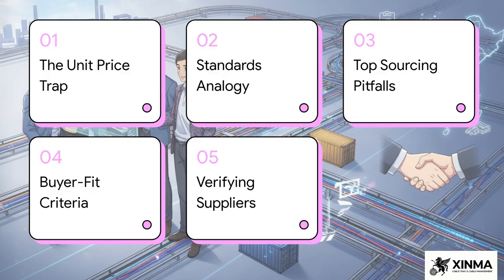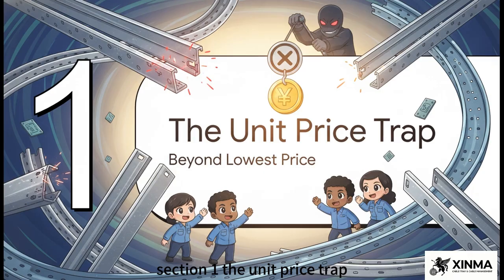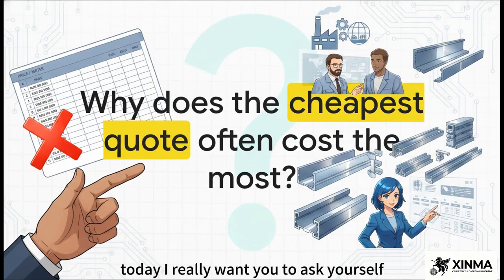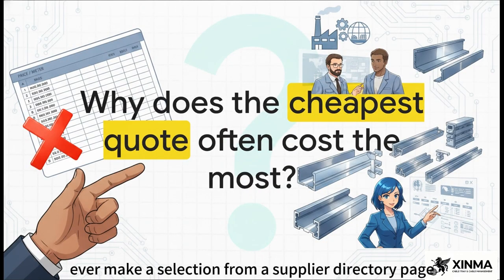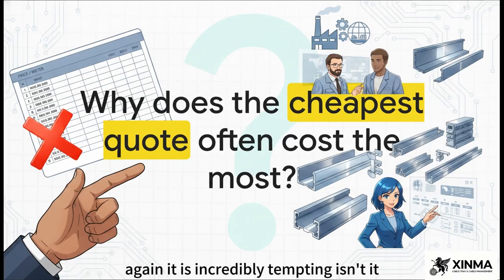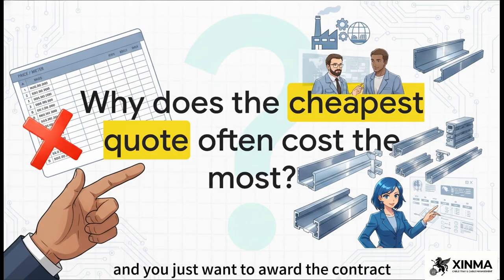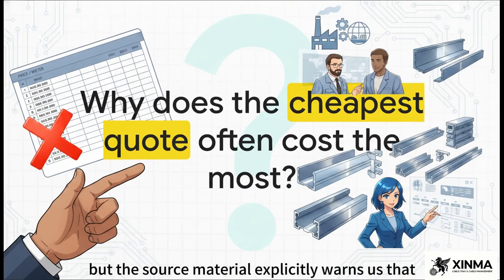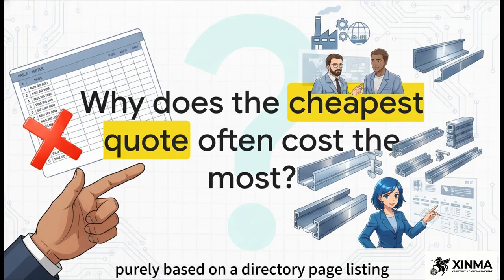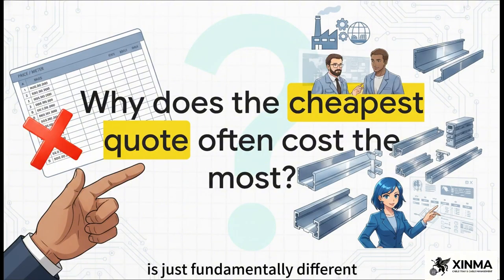Let's get into it. Section 1, the unit price trap. We're starting off with the most common, yet most dangerous, illusion in EPC procurement today. I want you to ask yourself this critical question before you ever make a selection from a supplier directory page again. It is incredibly tempting, isn't it? You look at a giant spreadsheet of quotes, you spot the lowest number for a meter of cable tray, and you just want to award the contract. But the source material explicitly warns us that choosing a manufacturer purely based on a directory page listing is fundamentally different from identifying the right, truly capable supplier for a complex, high-stakes project.